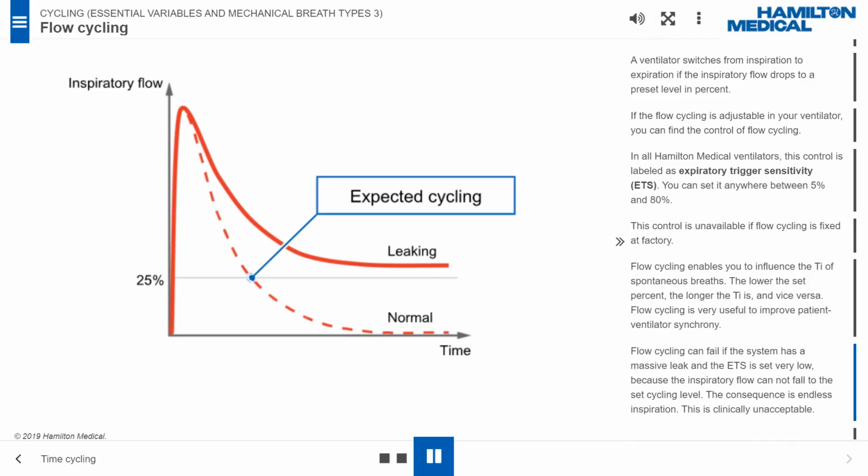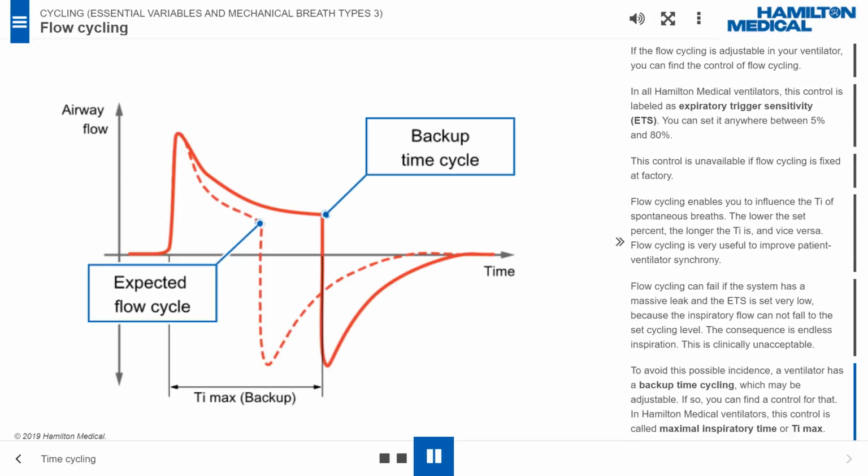Flow cycling can fail if the system has a massive leak and the ETS is set very low, because the inspiratory flow cannot fall to the set cycling level. The consequence is endless inspiration. This is clinically unacceptable. To avoid this possible incident, a ventilator has a backup time cycling, which may be adjustable. If so, you can find a control for that. In Hamilton Medical ventilators, this control is called maximal inspiratory time, or Ti maximum.